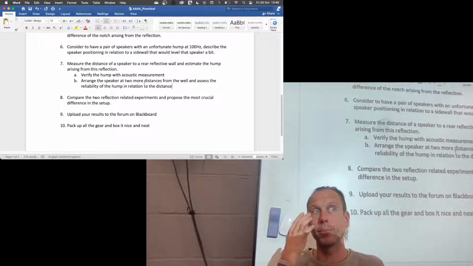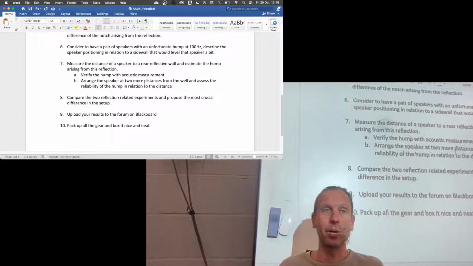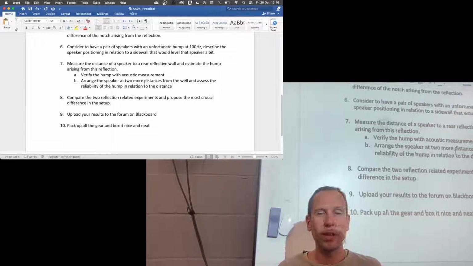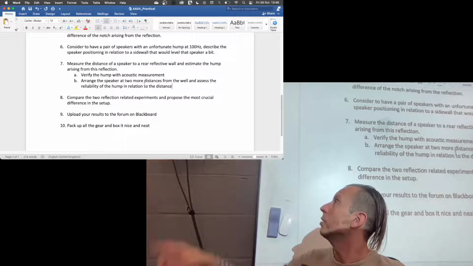So the rear walls are typically nearer and typically give us an uncomfortable bass boost. Okay, so we're going to work around this phenomenon. So same thing. Depending on the studio that you're in, you can measure the distance.